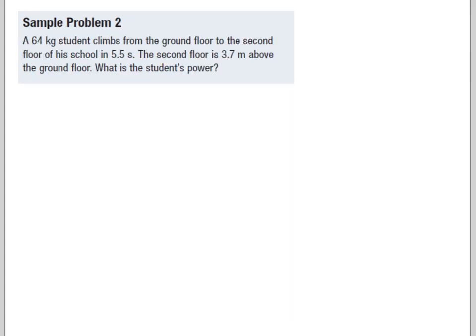Okay, a 64 kilogram student climbs from the ground floor to the second floor of his school in 5.5 seconds. The second floor is 3.7 meters above the ground floor. What is the student's power? Okay, so if we look at the work done, we could look at the change in energy. So we could look at that student's change in potential energy, or we could do this with work equals force over displacement. We got a whole bunch of different ways we can look at this. I'm just going to do it with a potential energy change.